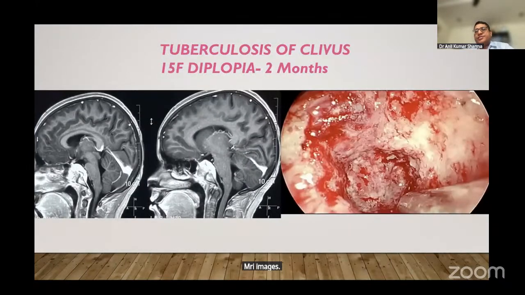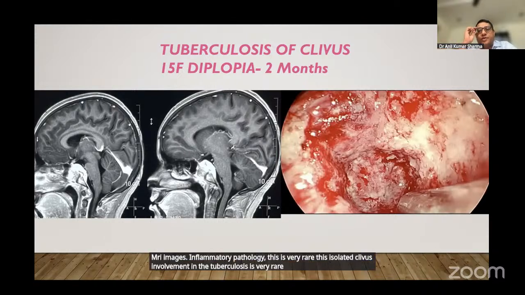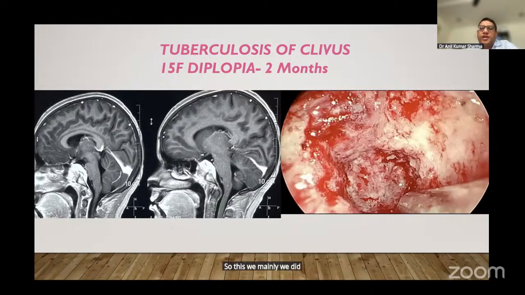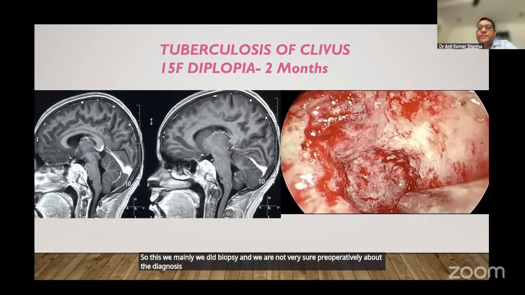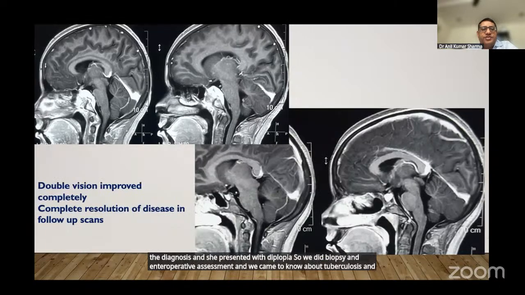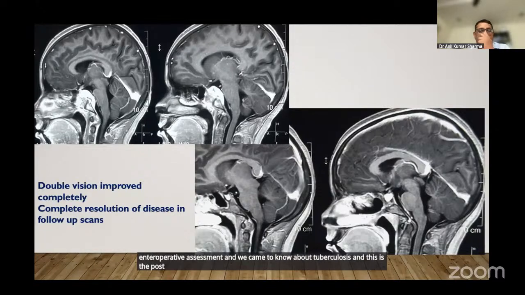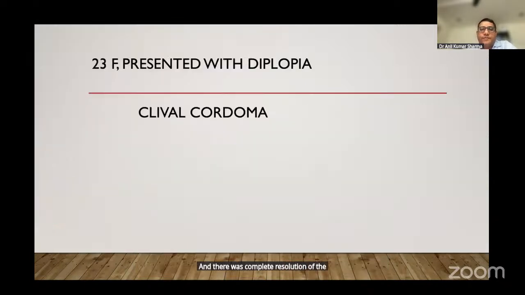Inflammatory pathology, this is very rare. This isolated clivus involvement in tuberculosis is very rare, and very few cases have been reported in the literature. So mainly we did a biopsy, and we were not very sure preoperatively about the diagnosis, and she presented with diplopia. So we did biopsy and intraoperative assessment, and that is how we came to know about tuberculosis. Postoperatively on ATT, anti-tuberculosis treatment, her vision improved, the double vision improved, and there was complete resolution of the disease in the follow-up scans.